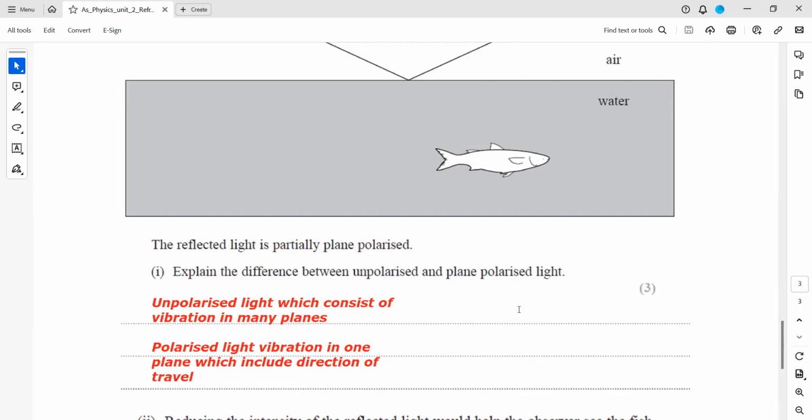So 1 mark is for mentioning unpolarized light consists of many planes. 1 mark for polarized light consists of one plane. And the third mark, like a total of 3 marks, is for mentioning that it includes the direction of travel.